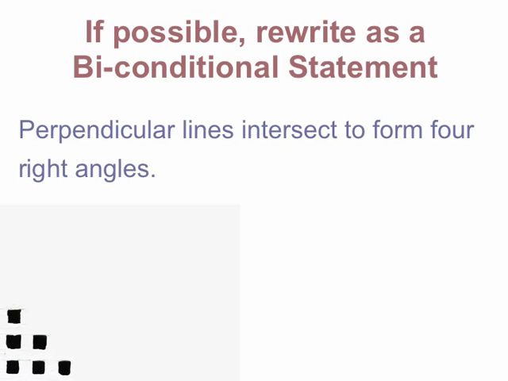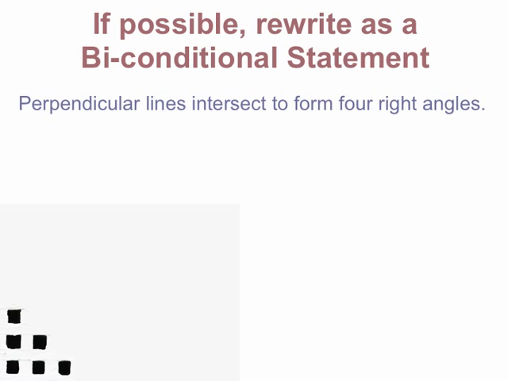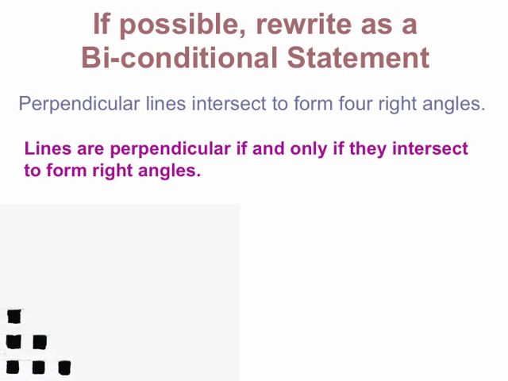Can we rewrite this sentence as a biconditional statement? Let's see. How could we use if and only if? How about, lines are perpendicular if and only if they intersect to form right angles, specifically 4 right angles.